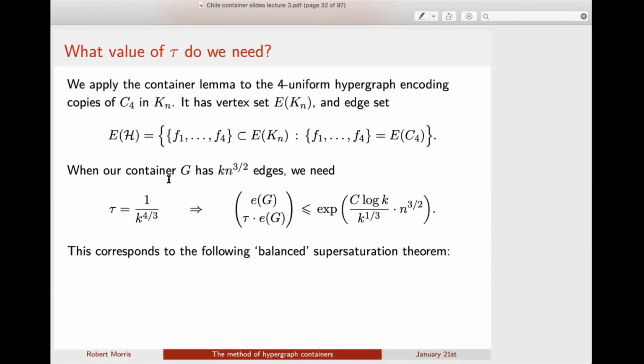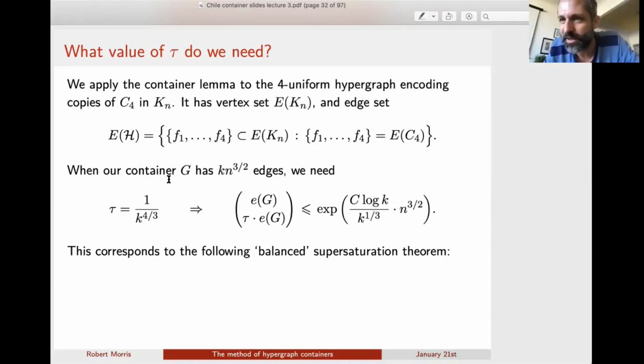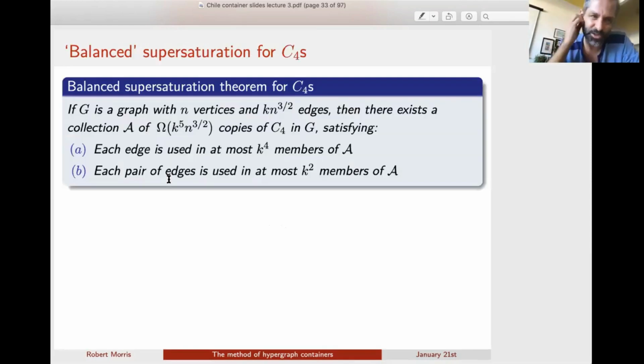Right. So the idea that I want to get across, and I see that I'm basically out of time, is this concept of a balanced supersaturation theorem. So far we've always used supersaturation theorems to control our containers. And one of the key ideas, and it's been in my paper with David, is that what you actually want here is not just to have many copies of C4, but you want to force them to be balanced in some way.